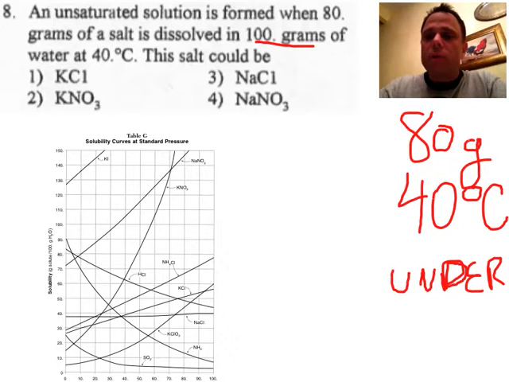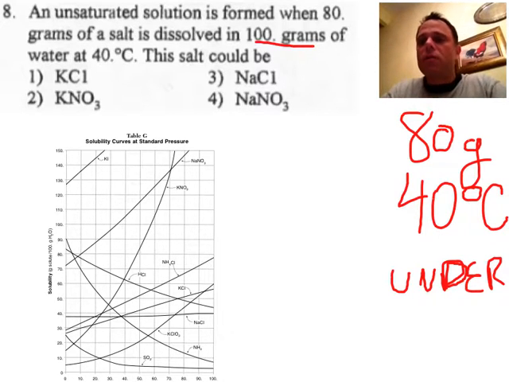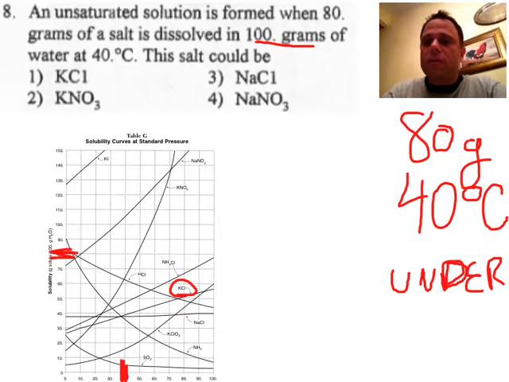So, let's circle which ones these are. Let's start first with potassium chloride. It's right there. We're dealing with 40 degrees and 80 grams. So we're hoping that that point is under one of the lines. Potassium chloride, down here cannot be. Potassium nitrate. Okay, here we go. There it is. This one. Nope, the dot's still over the line.